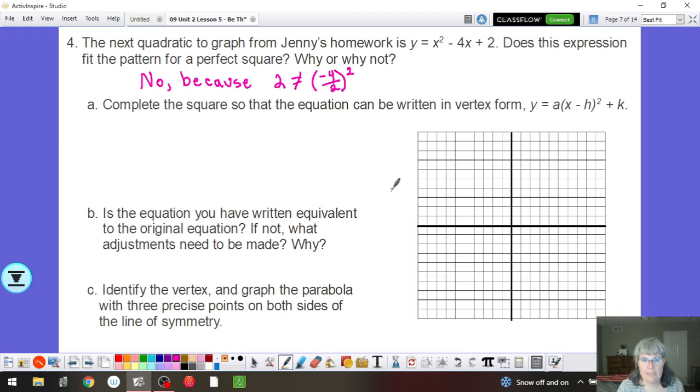So now we need to take what we've done in lessons 3 and 4 and complete the square so that we can write it in vertex form. I have a single x squared, so I'm going to start with just one block.